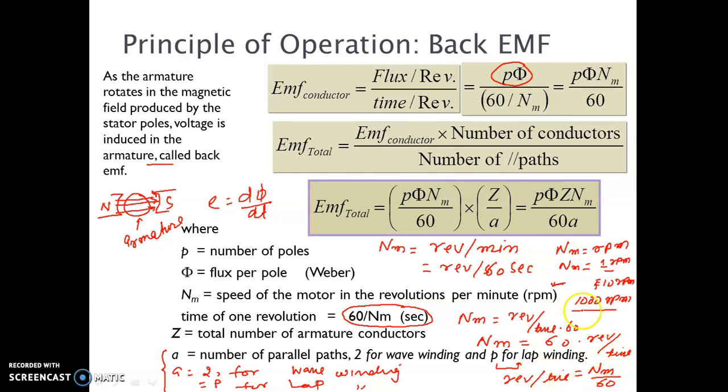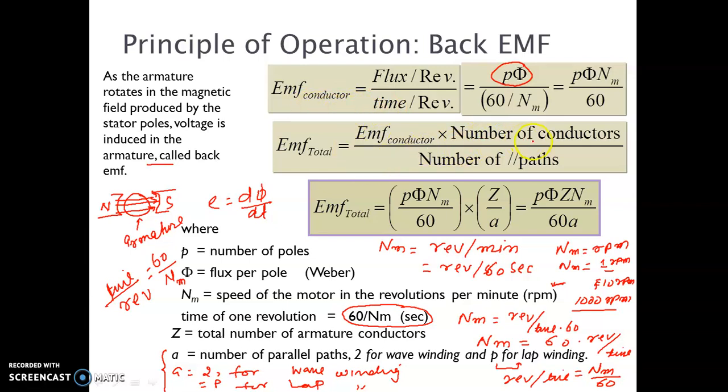So revolution by time is Nm by 60. So time by revolution will be 60 by Nm. That is placed here, 60 by Nm. So now this comes like this. So this is for a single conductor.